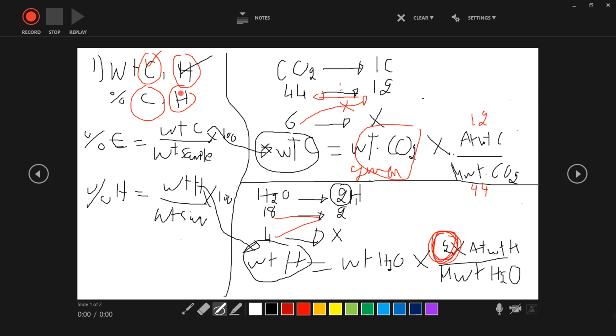In this aim, we should study four very important equations. First equation is the weight of carbon. Second equation, weight of hydrogen, and we should not forget the two here. Okay. Third equation, percentage of carbon. Fourth equation, percentage of hydrogen.